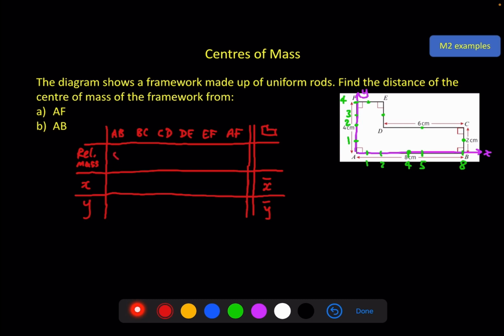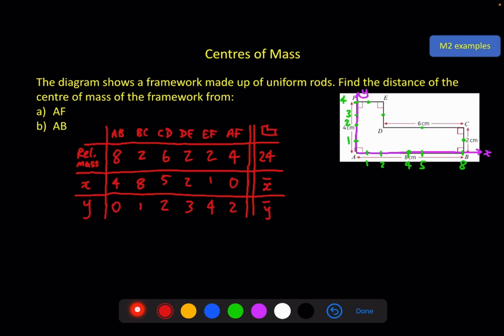So A to B is 8 centimeters long, and its midpoint is 4, 0. BC is 2 centimeters long, its midpoint is 8, 1. CD is 6 centimeters long, its midpoint is 5, 2. DE is only 2 centimeters long, and its midpoint is at 2, 3. EF is 2 centimeters long with a midpoint at 1, 4, and AF is 4 centimeters long with a midpoint at 0, 2. That gives us a total length of 24.